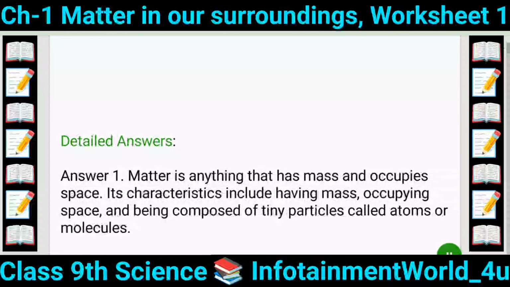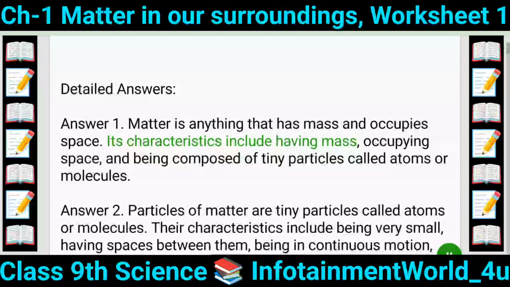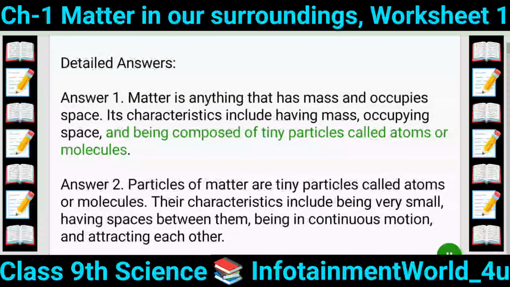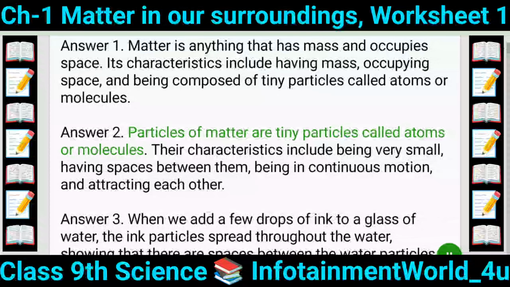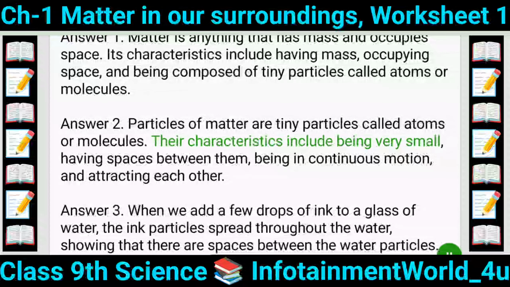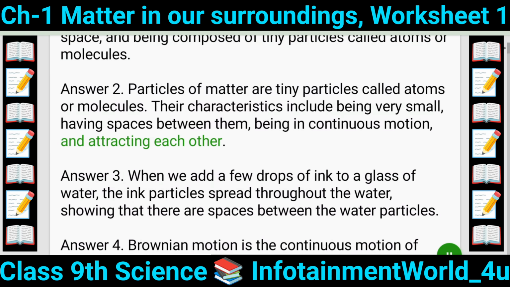Detailed answers. Answer 1. Matter is anything that has mass and occupies space. Its characteristics include having mass, occupying space, and being composed of tiny particles called atoms or molecules. Answer 2. Particles of matter are tiny particles called atoms or molecules. Their characteristics include being very small, having spaces between them, being in continuous motion, and attracting each other.